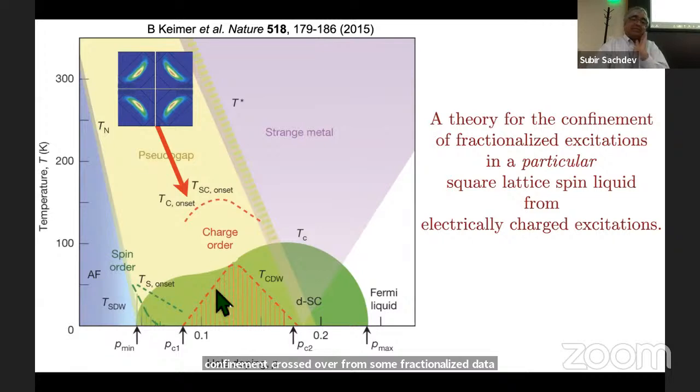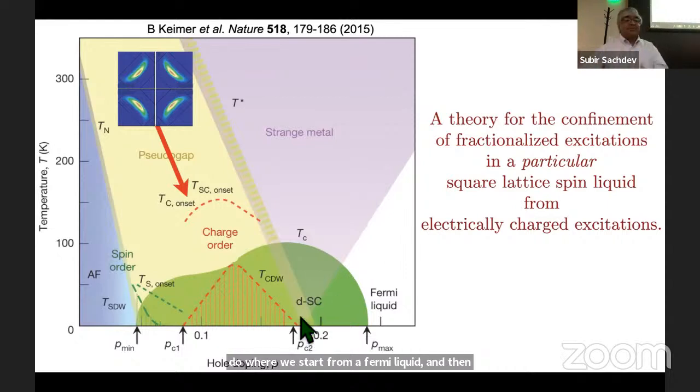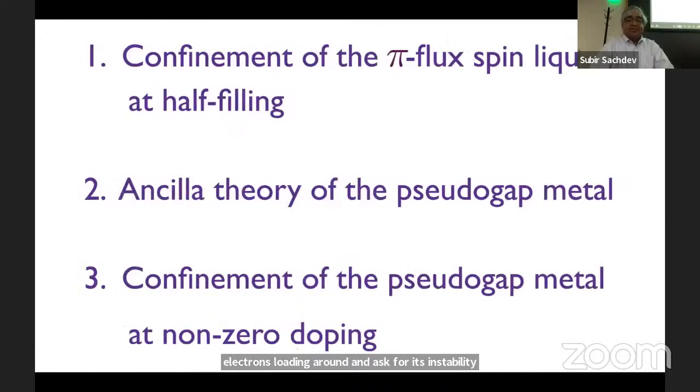And that, if you wish, is the replacement for what we usually do, where we start from a Fermi liquid and then have some Cooper pair or CDW or various instabilities. Here we start from a spin liquid, with these electrons floating around, and ask for its instabilities. Okay, so now I'll begin my talk. Any questions so far?